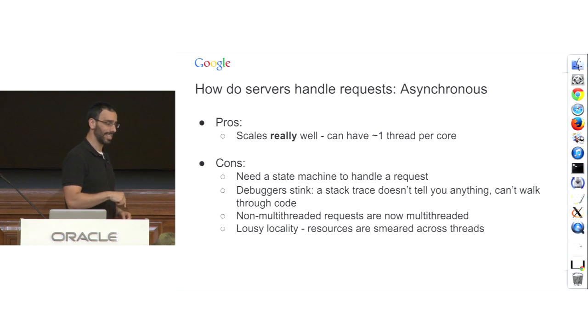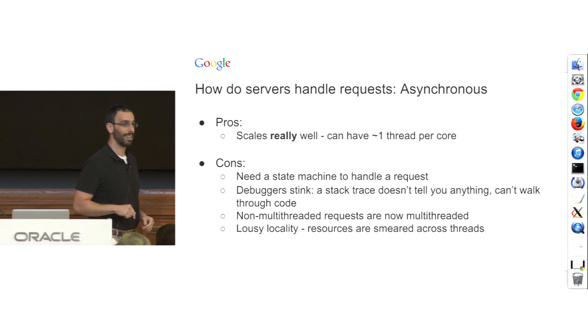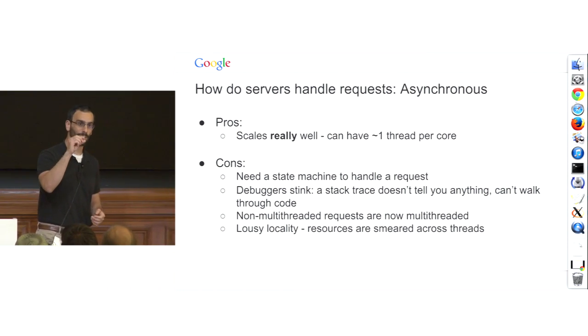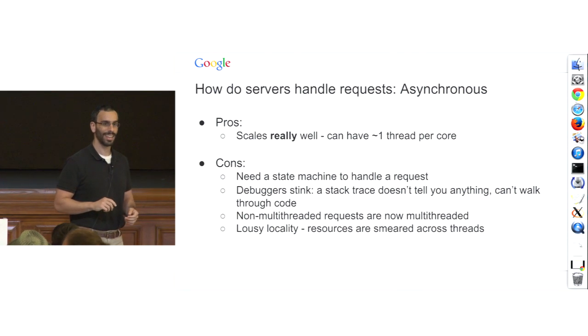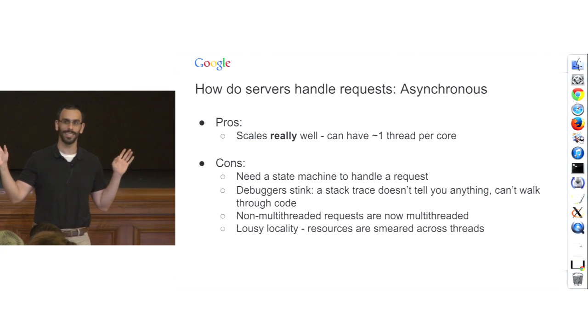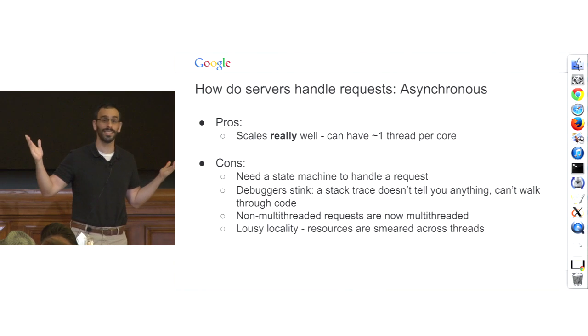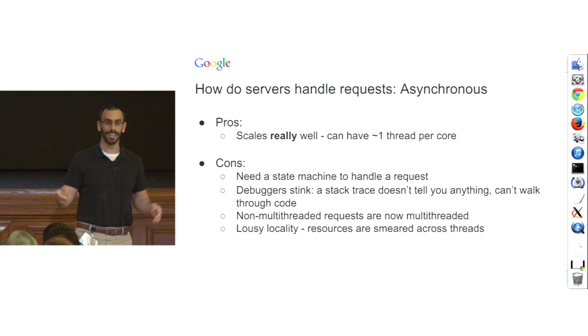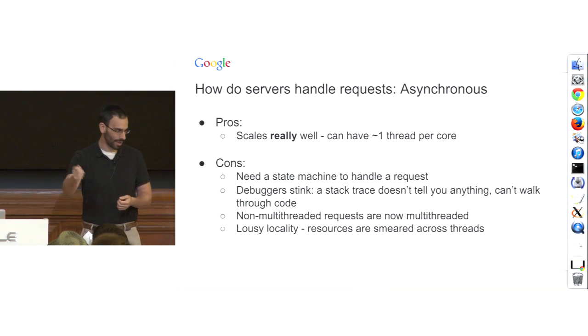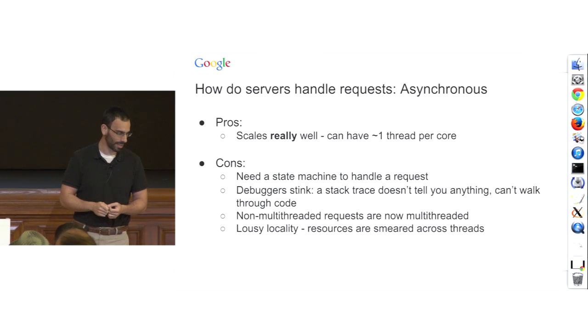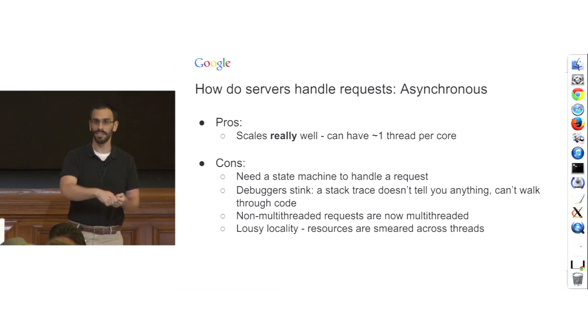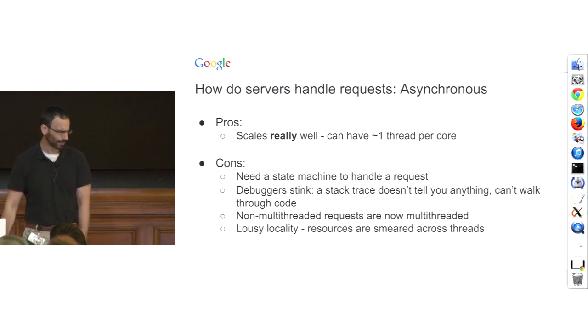The pro is that this scales really, really well, right? Because you can have one thread per core, and they're all doing these tiny little chunks of work. And you have a thread pool, and maybe you've only got as many threads as you have cores, although that's unlikely. And so you don't have to worry about the issues of having too many threads. You have exactly as many threads as you need.